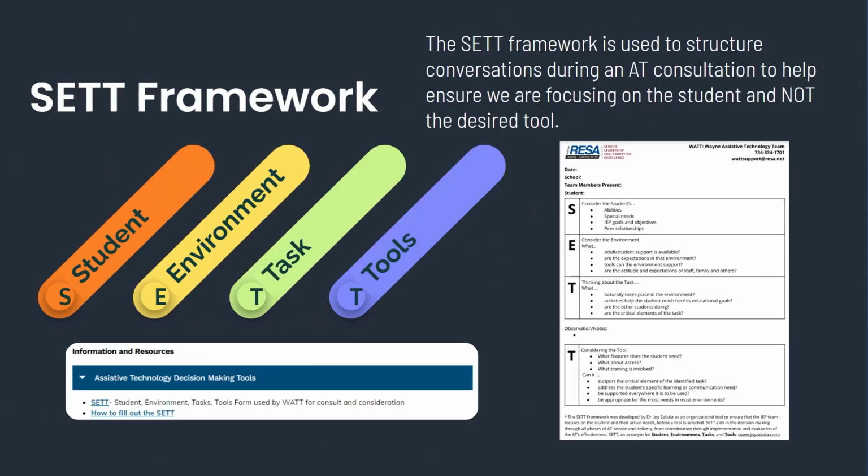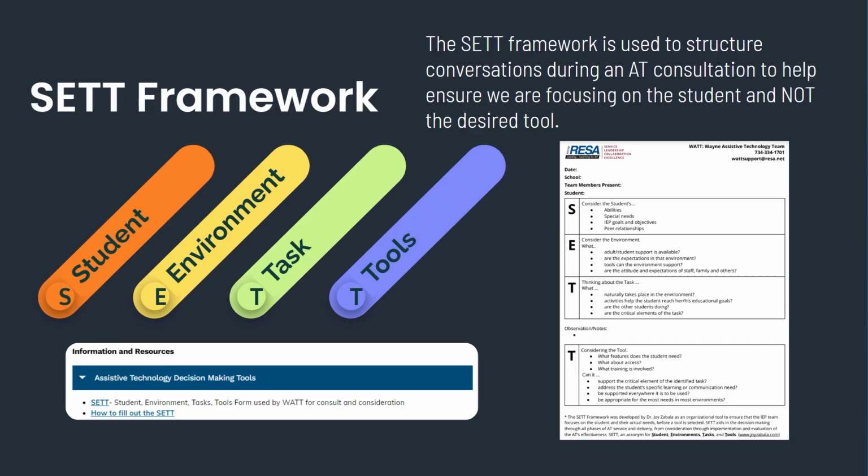When you contact WAT, the Wayne Assistive Technology team, for a consultation, we generally walk you through the SET framework. The SET framework is a structured conversation that helps us really focus on who the student is and not on the desired tool. So if you go to our website, you'll find some resources there to help walk you through the SET and kind of what each area could look at and what you need.